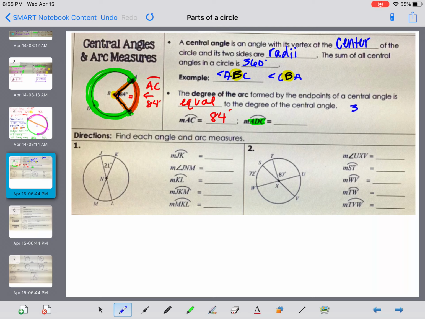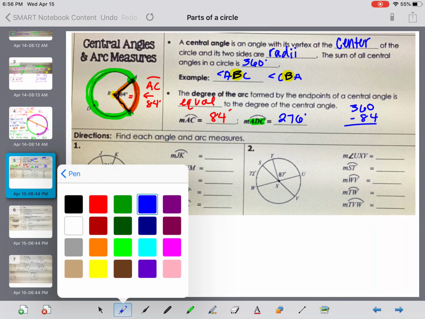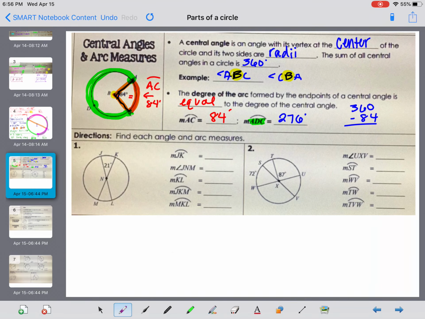Now remember, we just said that circles are 360 degrees. And if we know that AC is 84, then to find ADC, we do 360 minus 84, and that gives us 276 degrees. So all of the arcs in a circle should add up to be 360, and every intercepted arc is equal to its central angle. All right, so let's do a couple of examples here.